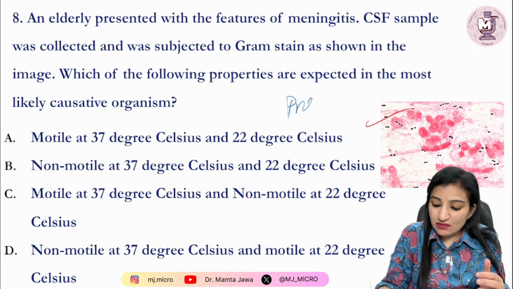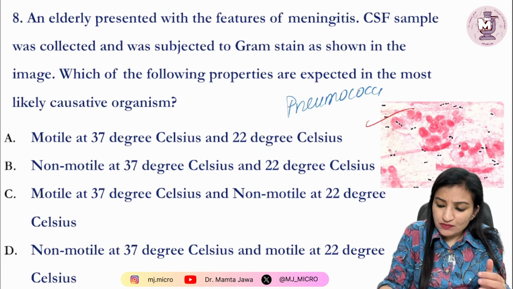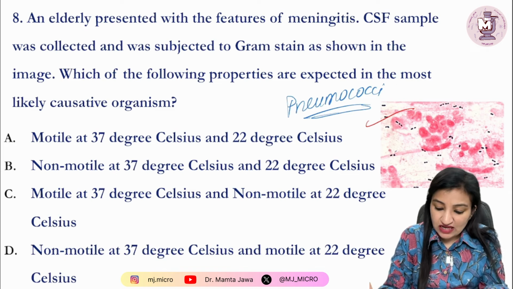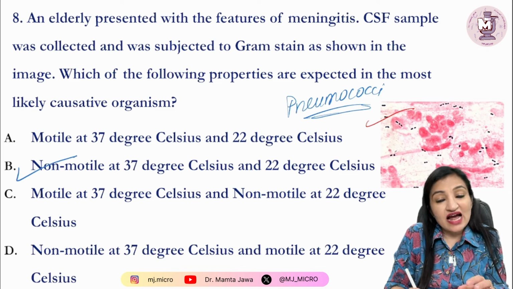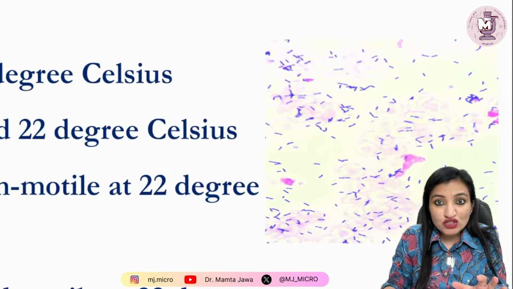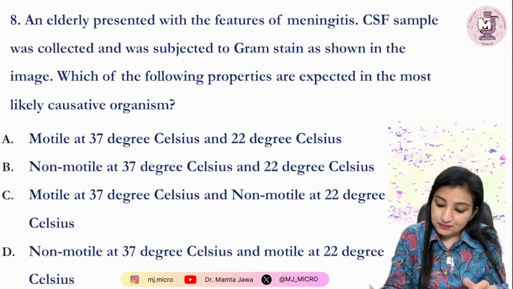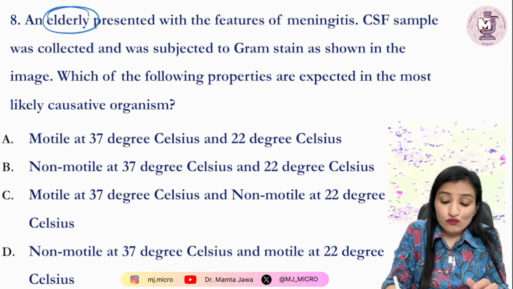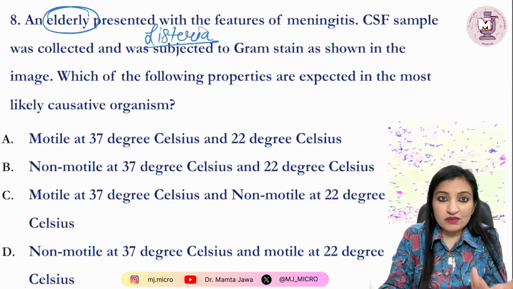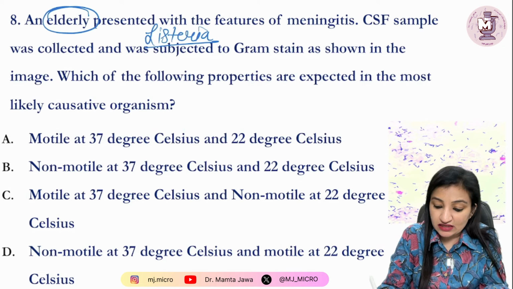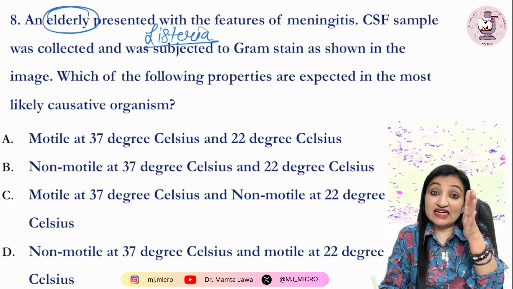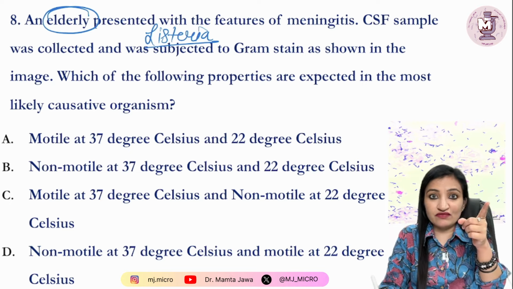Now pneumococcus, remember as a general rule, all the cocci are non-motile. तो अगर pneumococcus की फोटो आई थी तो फिर इसका आंसर क्या बनेगा? Non-motile at 37 and also at 22. लेकिन मान लो अगर पिक्चर ये वाली थी, ग्राम पॉजिटिव रॉड्स शो कर रहे थे, एंड it was an elderly patient. So which organism should it be, which is probably the most common agent in elderly? Of course elderly में देखो, most common agents of meningitis in elderly people are enteric gram negative organisms.